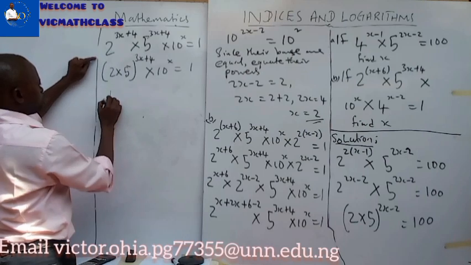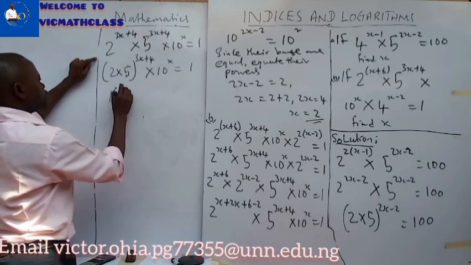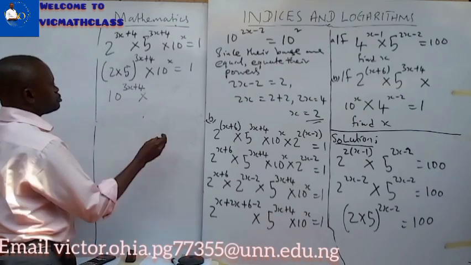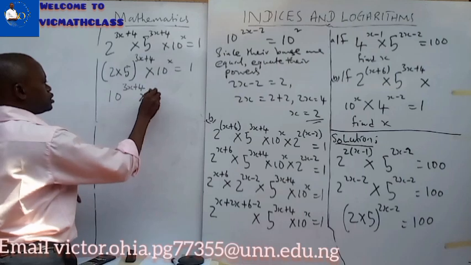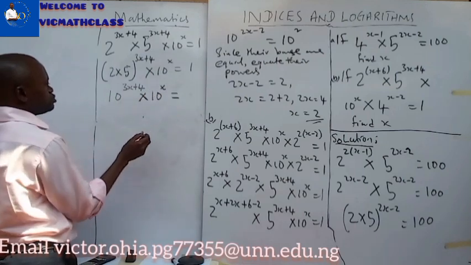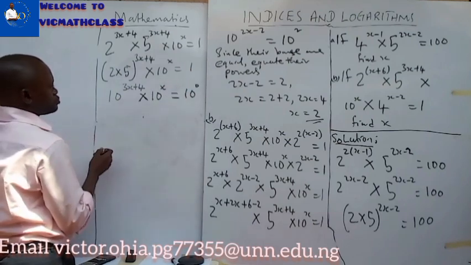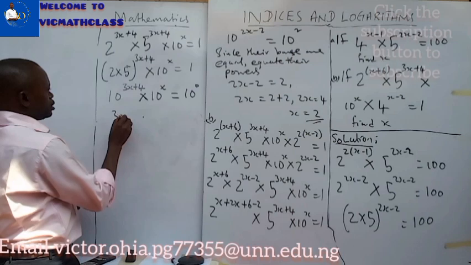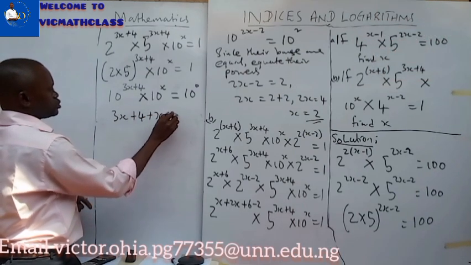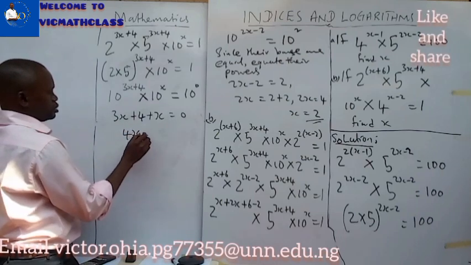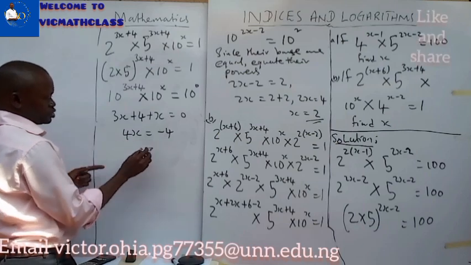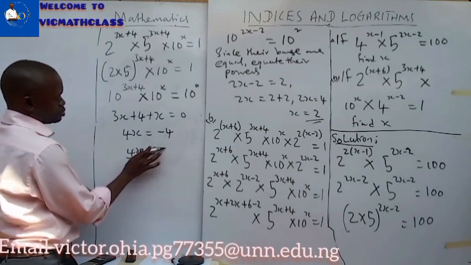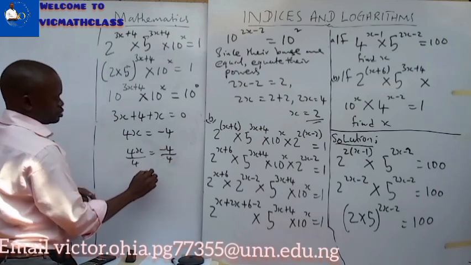So here you realize that this will become 10 to the power 3x plus 4, and then here times 10 to the power x equals to, permit me to write this one as 10 to the power 0. Okay, I'm sure it doesn't pose any problem. So that I can add these powers here, I have 3x plus 4 plus x equals to 0. So this and this will give me 4x equals to minus 4. So at the end of the day, dividing both sides by 4, I will have 4x over 4 equals to minus 4 over 4. So I'll have x equals to minus 1.